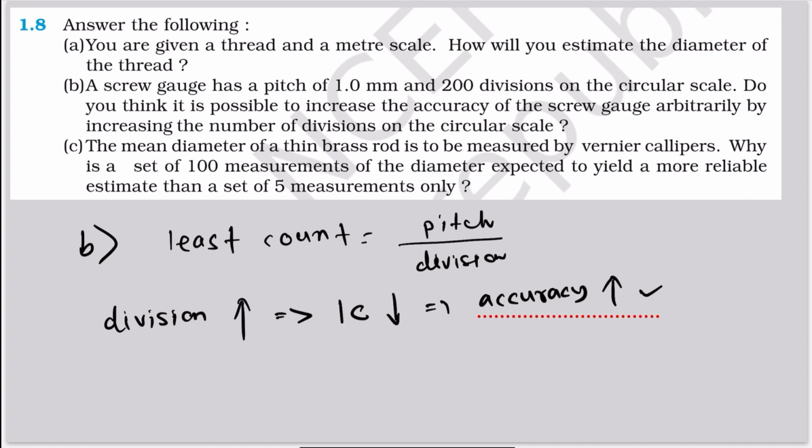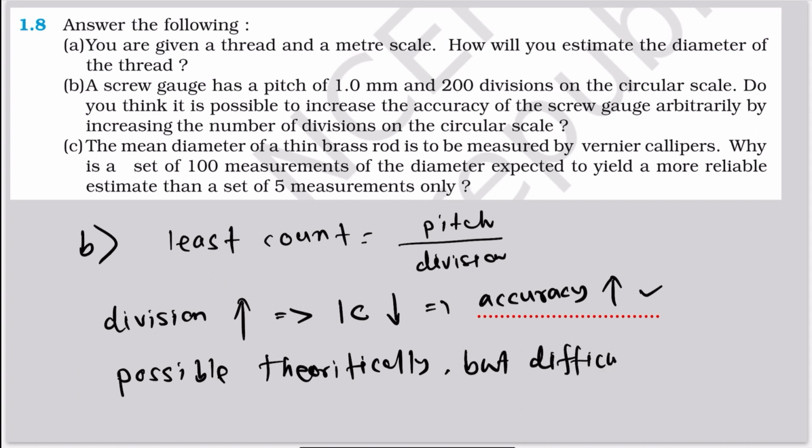So practically it is very difficult to manufacture those instruments, and it's difficult to maintain those instruments also. And for humans also, for measurement, the human eye will not be able to measure perfectly. So practically it's really very difficult, though theoretically it's possible. So the answer will be, I will write: possible theoretically, but difficult practically. That's it. This is question number B.